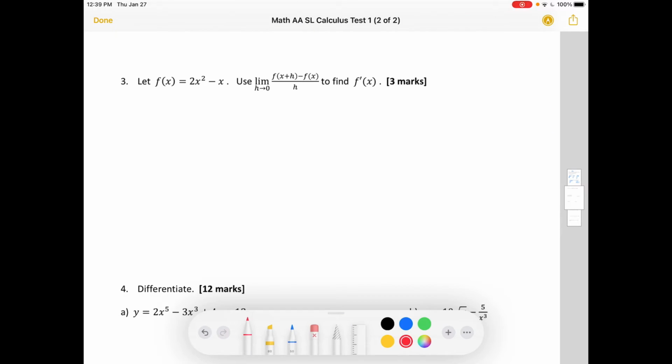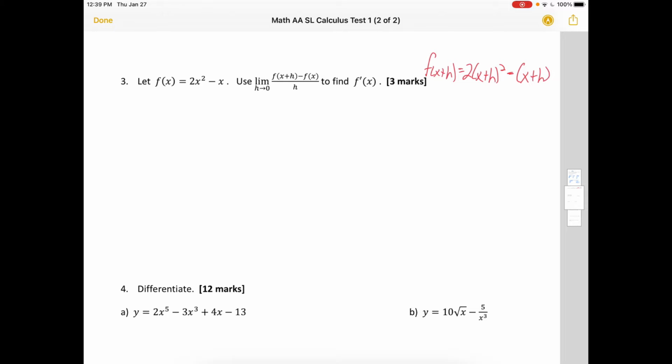Moving on, we're going to find a derivative using first principles. So here we have f of x is 2x squared minus x. We know that the answer here should be 4x minus 1. Let's tell the story of how we get there. So I'm going to find f of x plus h by subbing in. Remember, anytime I sub in, I should use brackets. That's going to give me 2(x squared plus 2xh plus h squared) minus (x plus h), or 2x squared plus 4xh plus 2h squared minus x minus h.